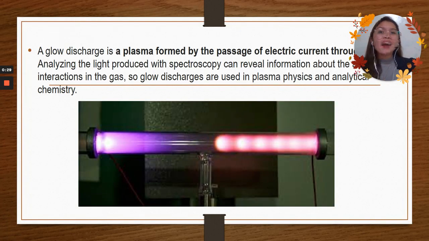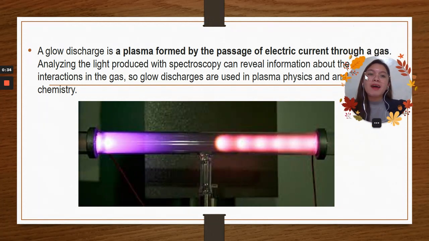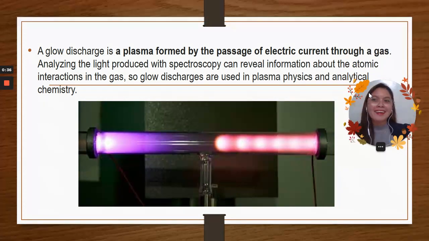So, what is a glow discharge? A glow discharge is a plasma formed by the passage of electric current through a gas. Analyzing the light produced with spectroscopy can reveal information about the atomic interactions in the gas. Glow discharges are used in plasma physics and analytical chemistry. In the picture below, this is a classic glow discharge in a Crookes tube source.